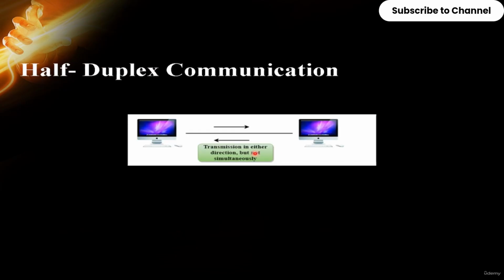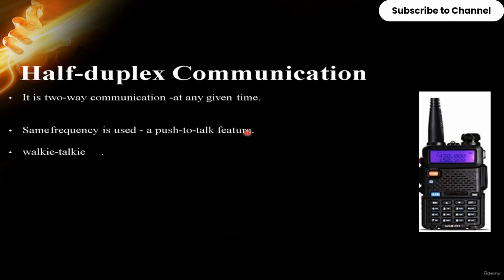Next is half duplex communication. As we see in the diagram, the transmission is taking place in either direction, but not simultaneously. The best example is the walkie-talkie. So it is a two-way communication.